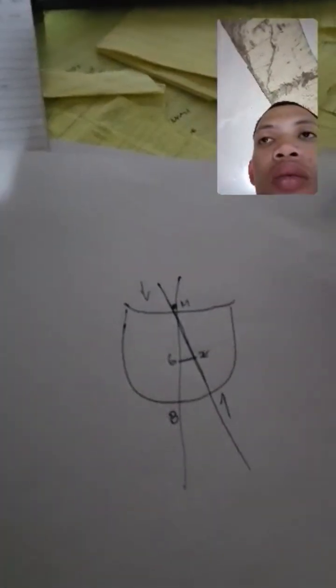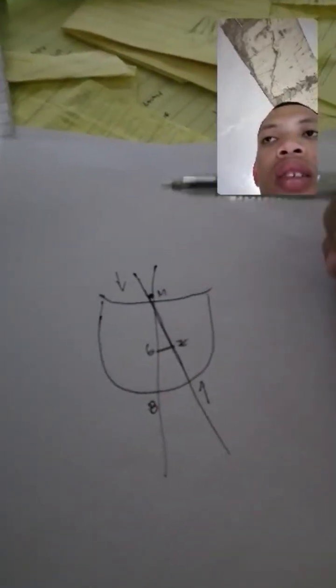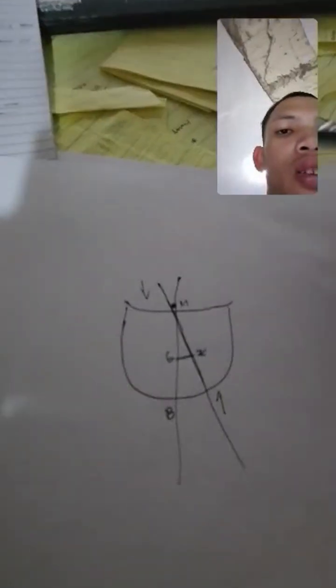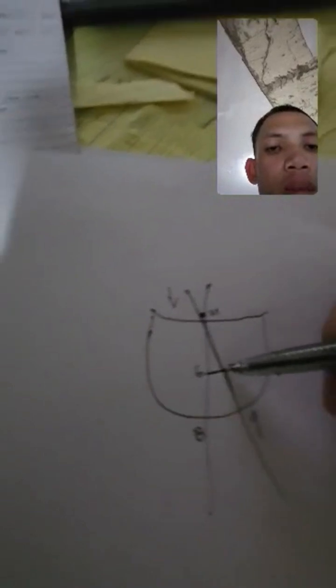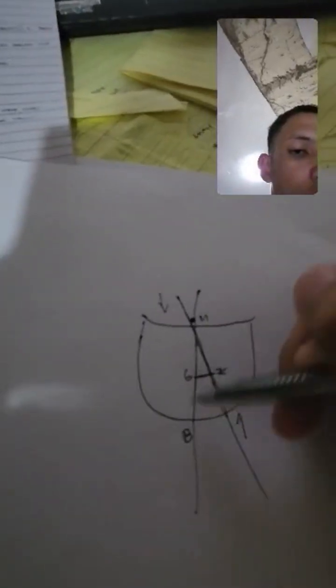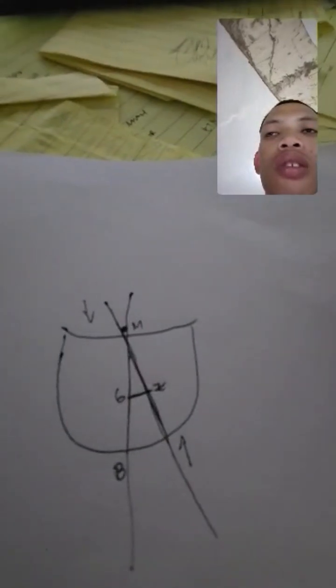So stable equilibrium will happen when the center of gravity, or G, is below the point of the metacenter. If the center of gravity is below the metacenter, that's called stable equilibrium, like for example this one. When it starts to incline due to external forces such as wave or wind, it will return to its original position.